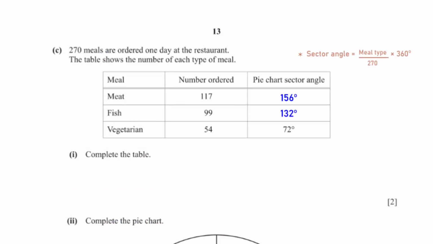270 meals are ordered one day at the restaurant. The table shows the number of each type of meal. Complete the table. To get the sector angle for each meal type, we divide the number ordered for the meal type by 270 and multiply by 360 degrees. So for the meat, we have 117 divided by 270 times 360 degrees, which is equal to 156 degrees. And for the fish, we have 99 over 270 times 360 degrees, which is equal to 132 degrees.